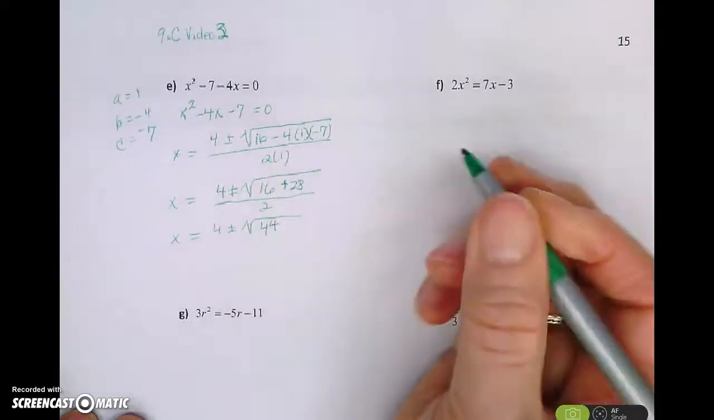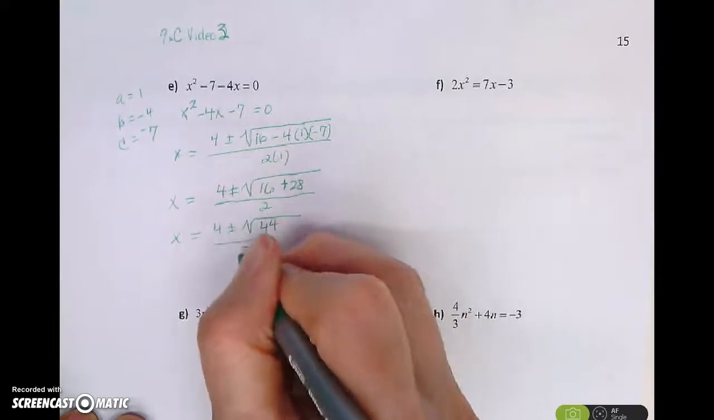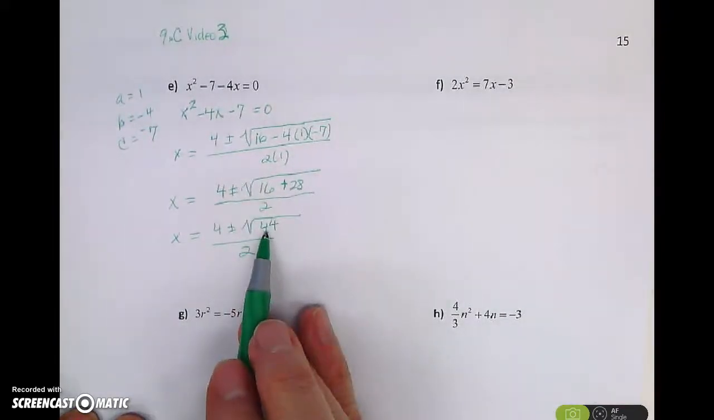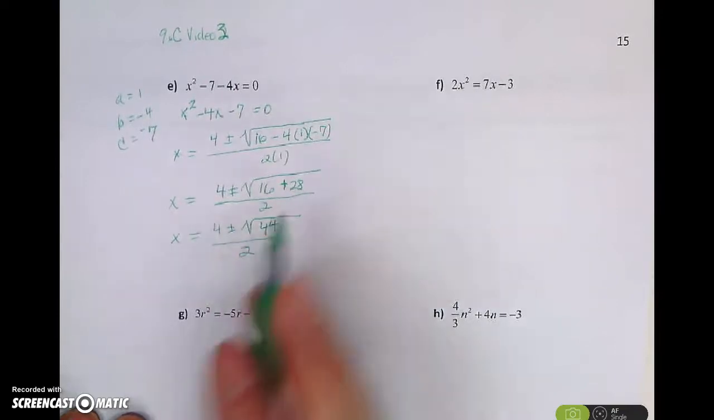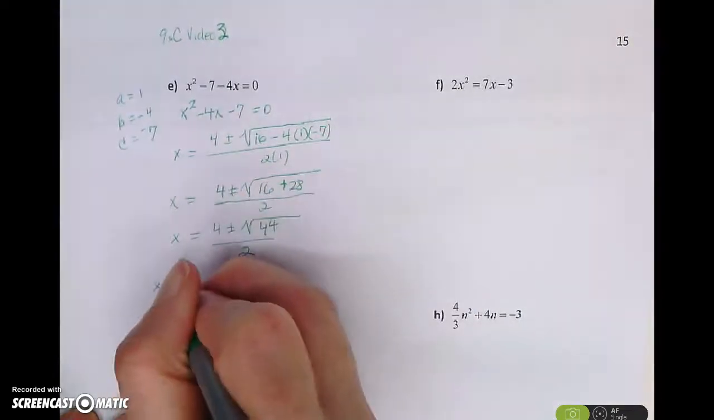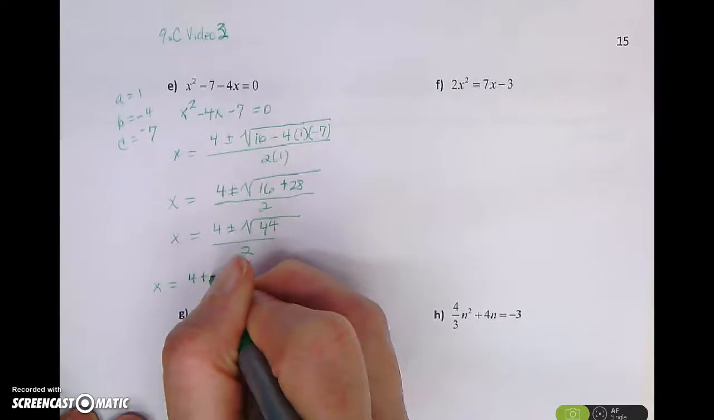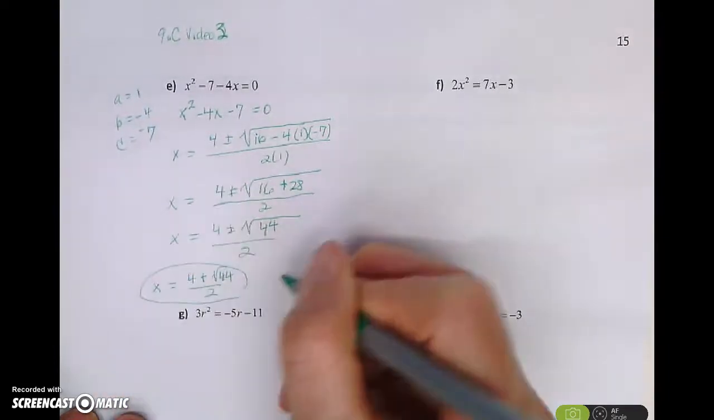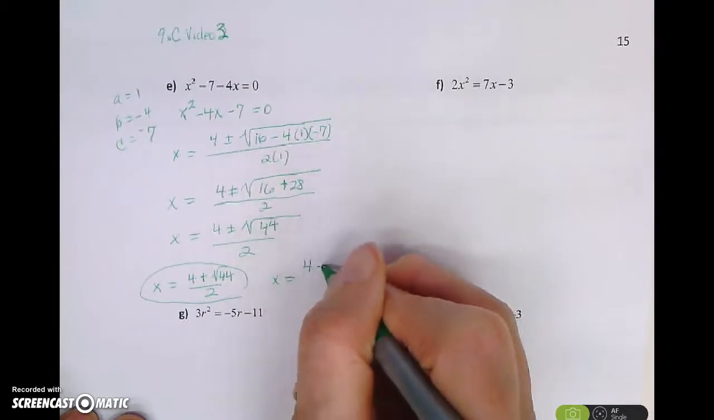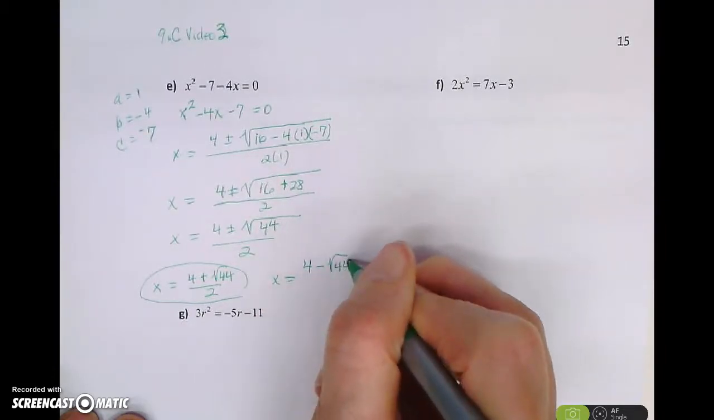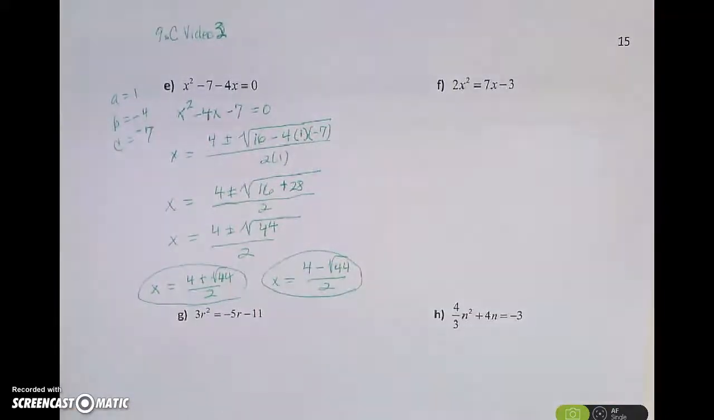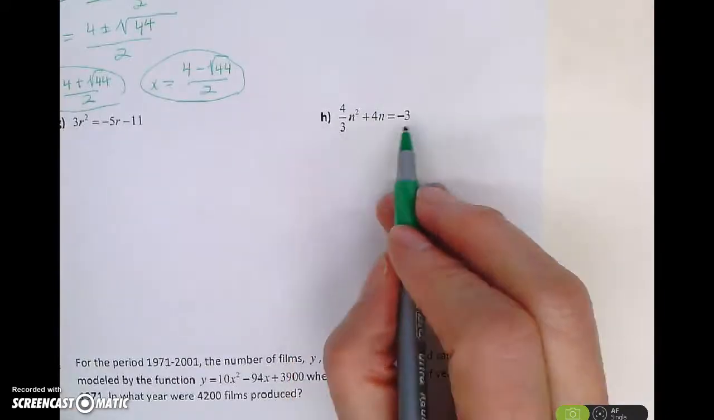is 44 over 2. We don't know what the square root of 44 is, so we'll stop and say that our answer is going to be x is equal to 4 plus the square root of 44 over 2, and x is equal to 4 minus the square root of 44 over 2. So let's skip down now and take a look at h.